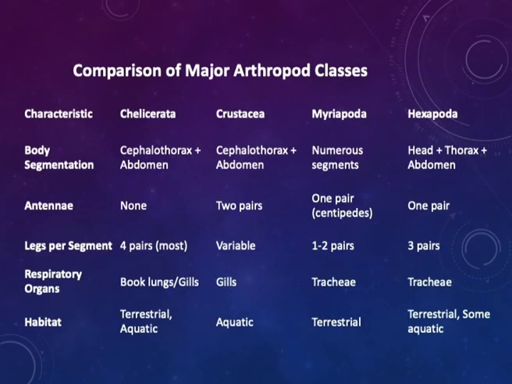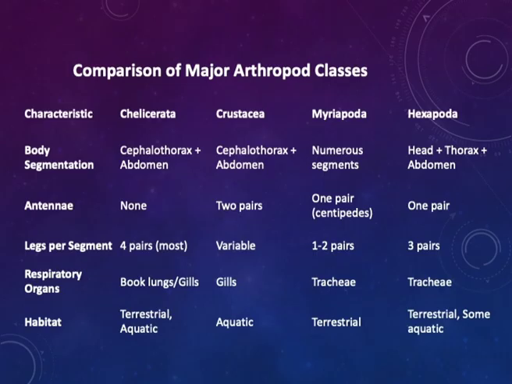When it comes to respiratory organs, there are book lungs and gills present in Chelicerata, only gills present in Crustacea, and trachea present in both Myriapoda and Hexapoda for respiration.